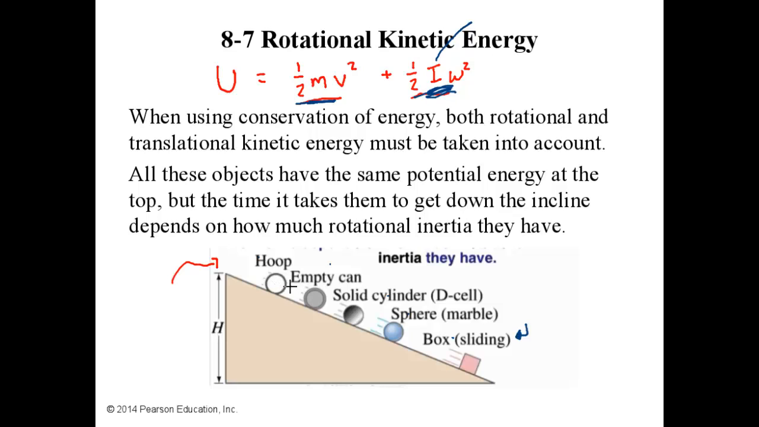Something like a hoop is going to have all of its mass located on the outside of it, making the rotational inertia the largest compared to, say, an open can, solid cylinders, or a sphere. So a lot of the energy is going to go into rotating this hoop up, and not a lot's going to go into the velocity.